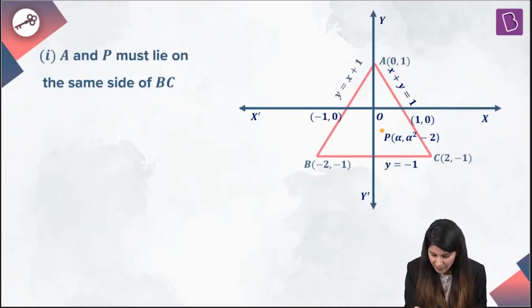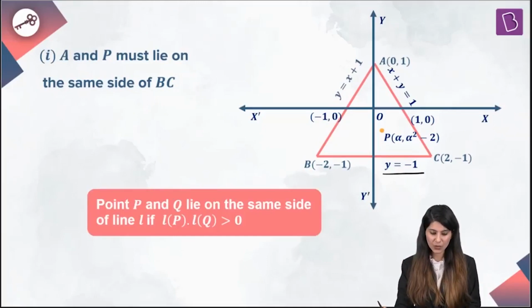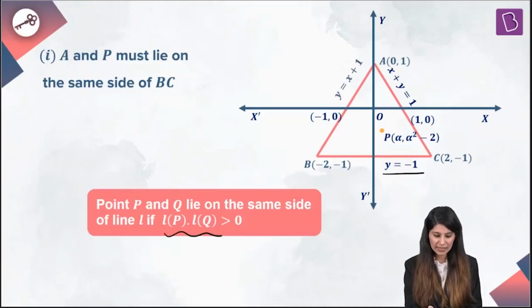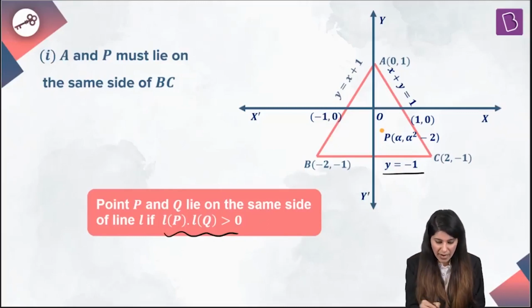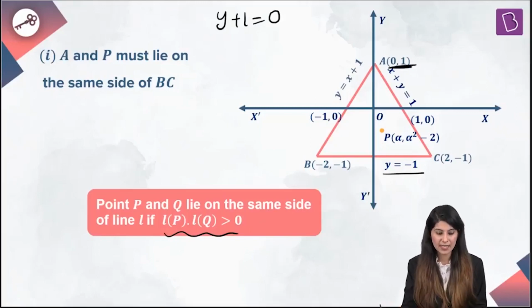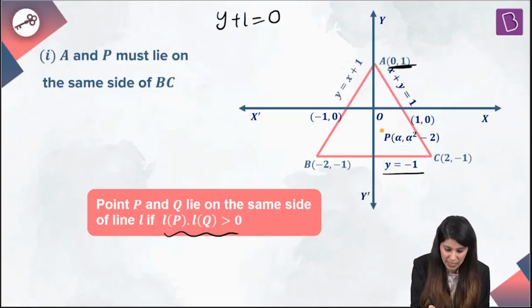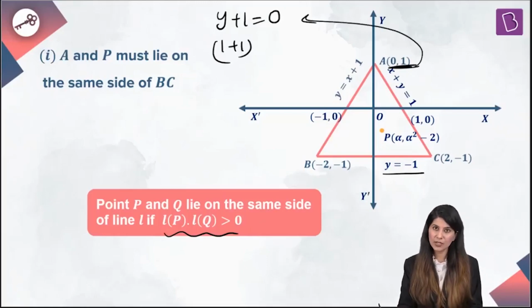So BC is the line, y plus 1 equals to 0 is the line, isn't it? So now, we have already studied this, if point P and Q lie on the same side of a line, then if you put P and Q in that particular line and take the product, you'll get a positive value. Yes. So here y plus 1 is equal to 0, and you need to put 0, 1 in that line. So 0, 1 if you put, so x is equal to 0, there is no x, but y is equal to 1, so you'll get 1 plus 1.